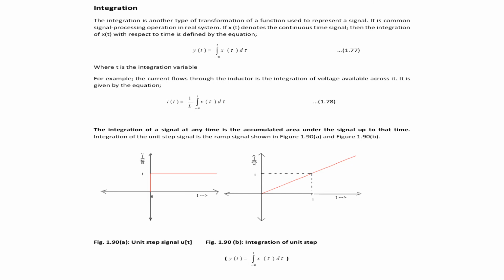Similarly, the physical meaning of integration is nothing but the area under the curve. That is, the integration of the signal at any time t is the accumulated area under the signal up to that time. So here, take the unit step signal again. The integration of that unit step signal is nothing but the ramp signal, and the mathematical representation is y of t equal to the integral from minus infinity to t of x of tau d tau.